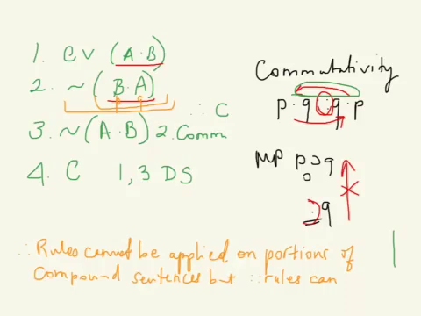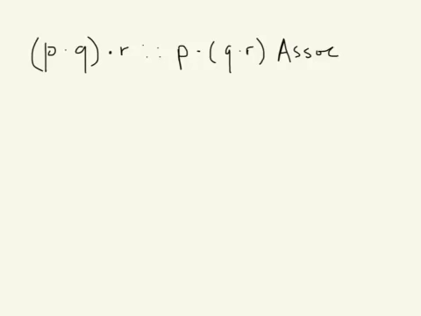Now, here we saw an application of the commutativity rule. Let's think about the associativity rule. The associativity rule states that if we have a formula with parentheses, we can move that set of parentheses just like this. This is one of the associativity rules.